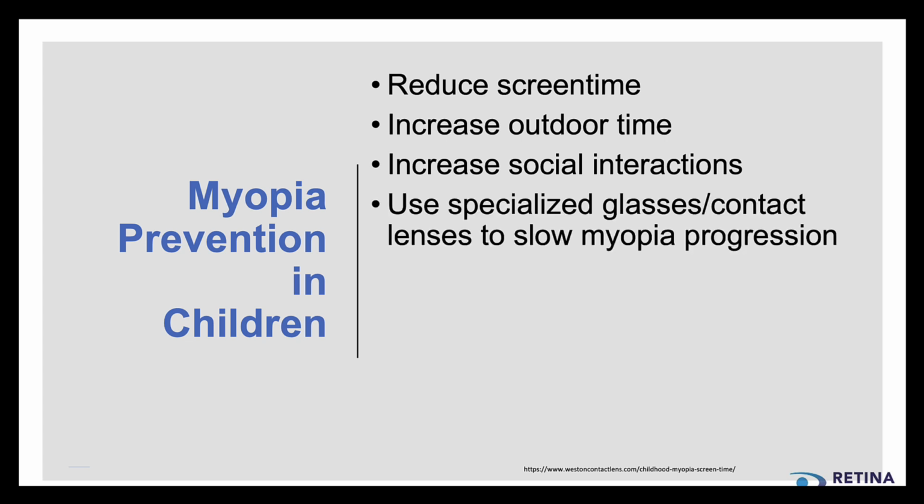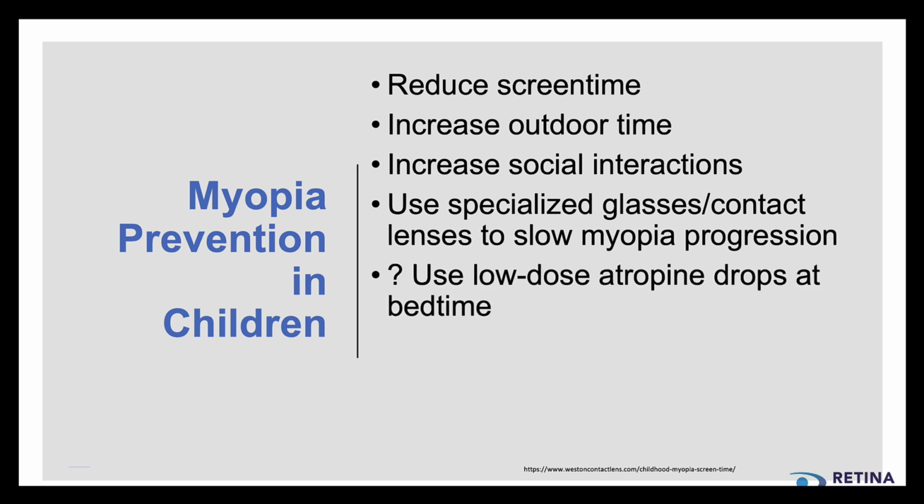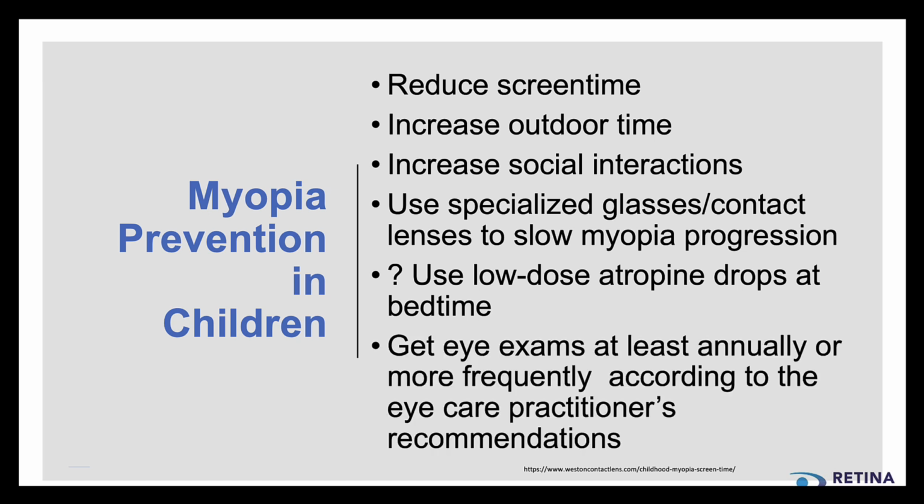There are also specialized glasses or lenses that can slow myopia, and some ophthalmologists may prescribe low-dose atropine drops to be used at bedtime. But this is on prescription from your ophthalmologist. It is essential for these children to get their eyes examined frequently, at least annually or more often if it's progressing rapidly, according to your eye care professional.